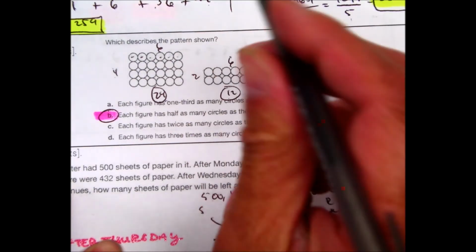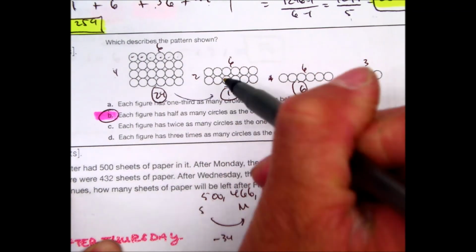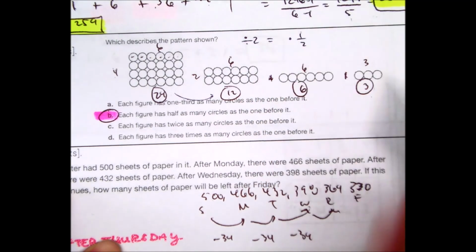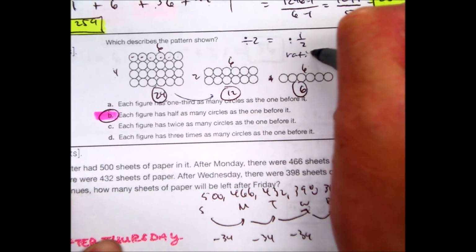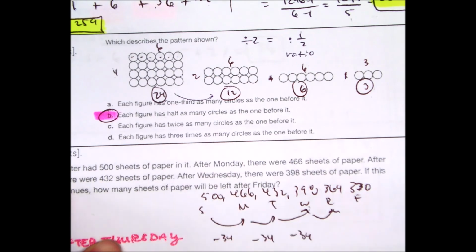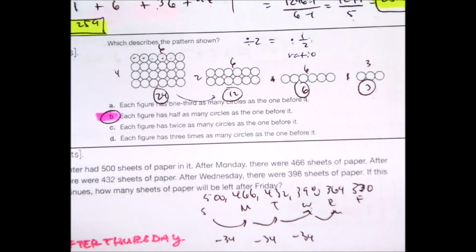Now remember, you can't use division. So some of you guys are saying dividing by 2. Well, remember, dividing by 2 is the same thing as multiplying by 1/2. Okay? So because you're multiplying, that's a ratio. So each figure has half as many circles as the one before it. So that's why I got the word half. And your letter choice is B.